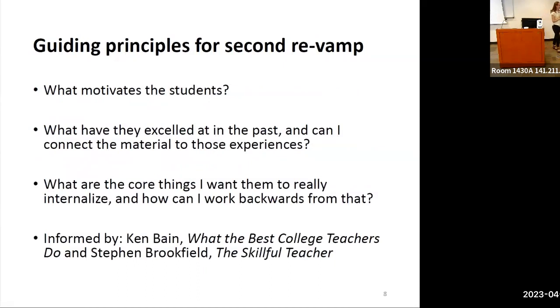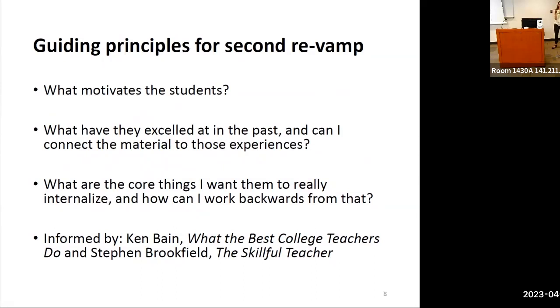And so I started with these two books at the bottom, which nicely summarize the depressing research that people don't retain things, but then usefully give you ideas for how to help people retain things. And the starting point was, number one, what motivates my students? Getting into the mind of a first year master's in public policy student. Why are they coming to my class? What do they care about?